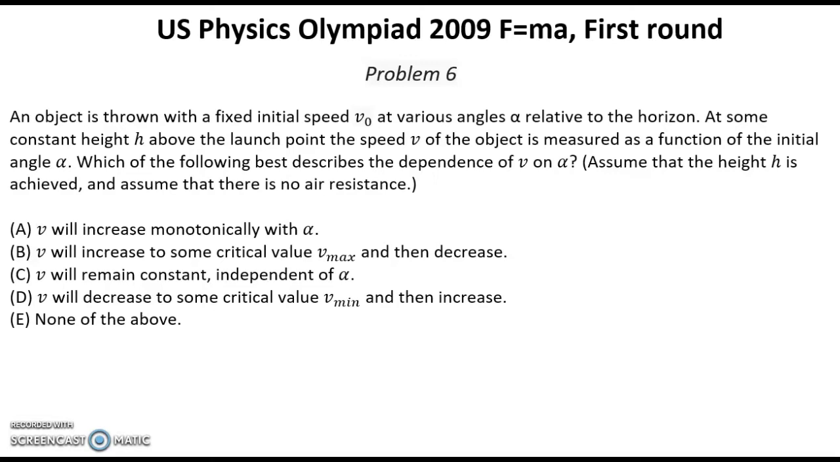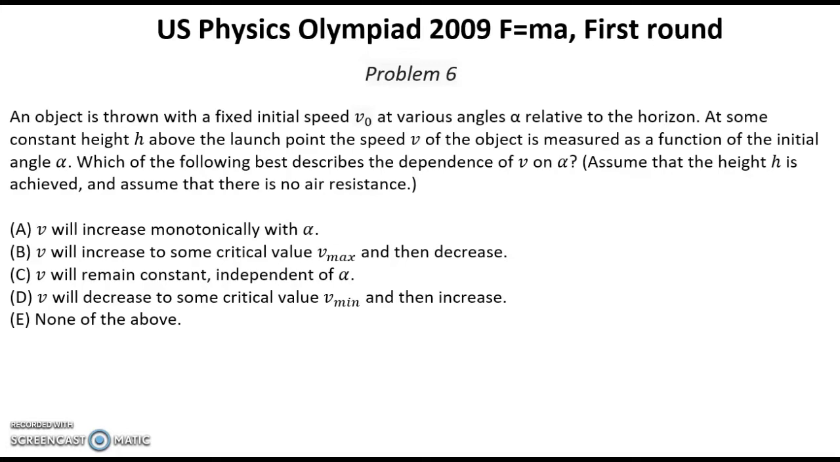A. V will increase monotonically with alpha. B. V will increase to some critical value V max and then decrease. C. V remain constant, independent of alpha. D. V will decrease to some critical value V minimum and then increase. E. None of the above.